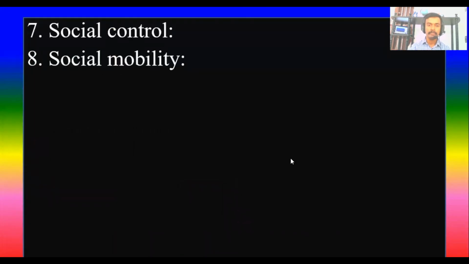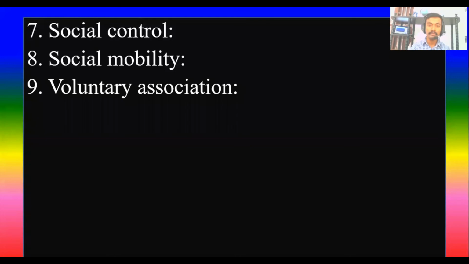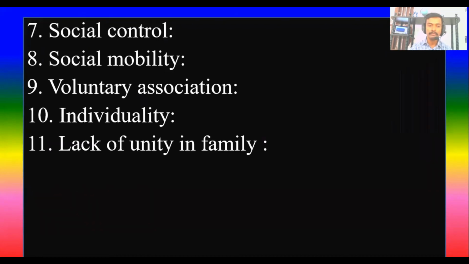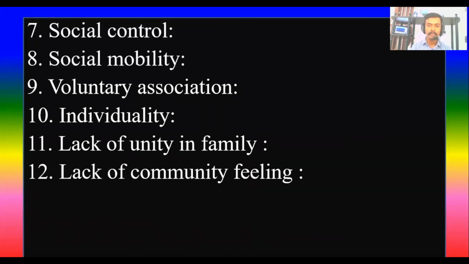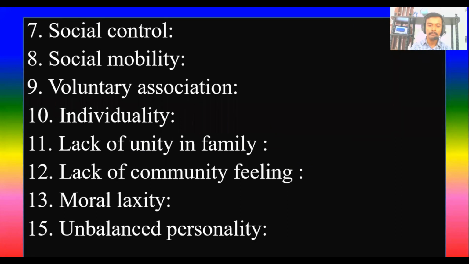Social control: there is no informal social control, only control by law. Social mobility is very, very fast; the status of people changes. Voluntary associations play a vital role in cities. Then individuality: in cities, people are more individualized than in rural areas. Lack of unity in family due to the nuclear family system and economic independence. Then lack of community feeling, moral laxity, unbalanced personality.